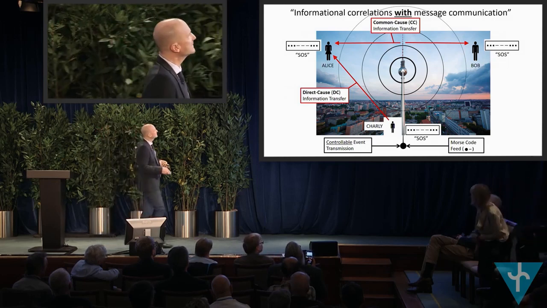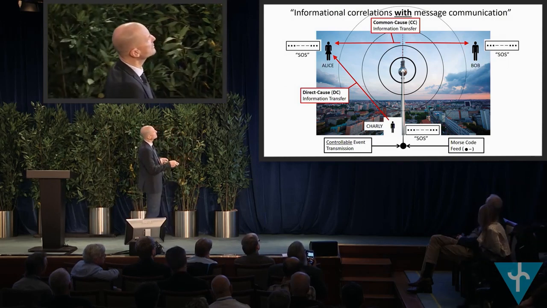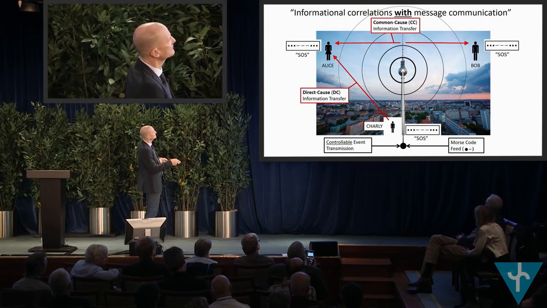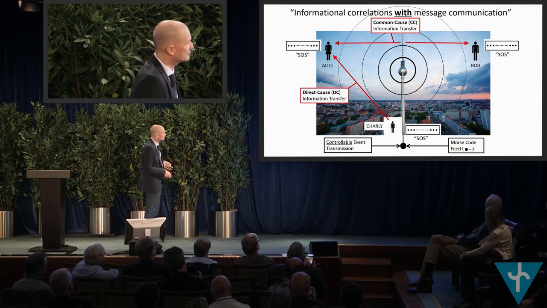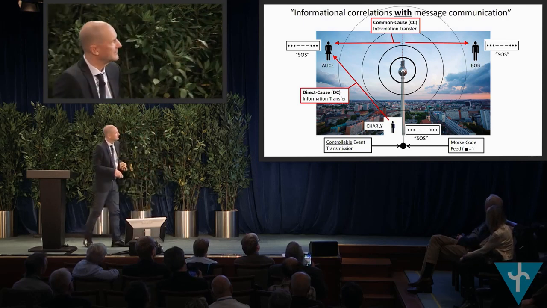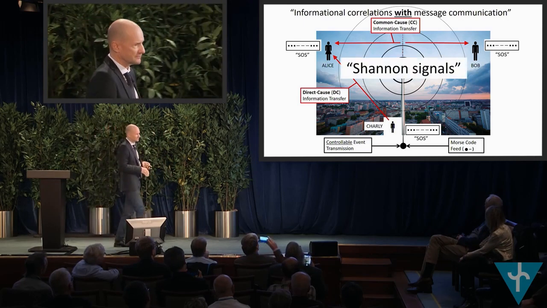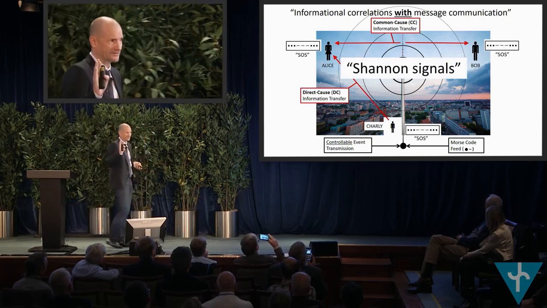and Alice. So of course, Alice and Bob, they're not communicating, but they are in a common cause relationship with Charlie. So in this case, you have perfect informational correlations that do communicate a message, SOS. And this is what we call a Shannon signal. It's very helpful to make that distinction.